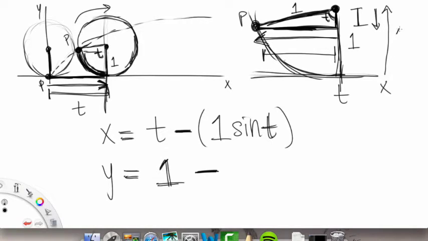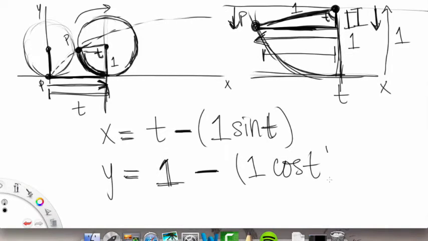So this is 1, and the down arrow means how far P is below that height of 1. How far is this distance? You can get that again from our triangle by taking the hypotenuse, which is 1, and multiplying it times the cosine of t, because it's right next to that angle. So what we've come to is a conclusion of what our x and y look like based on t when we have a unit circle. They look like this: y is 1 minus cosine t. And again, this is for a cycloid.